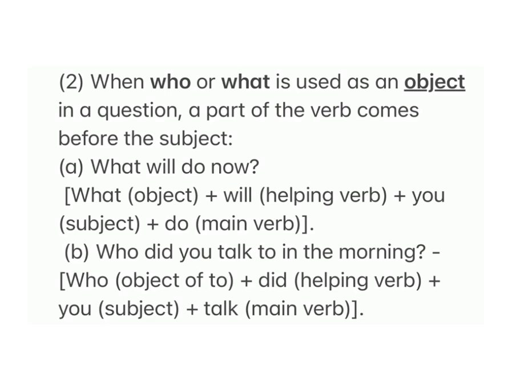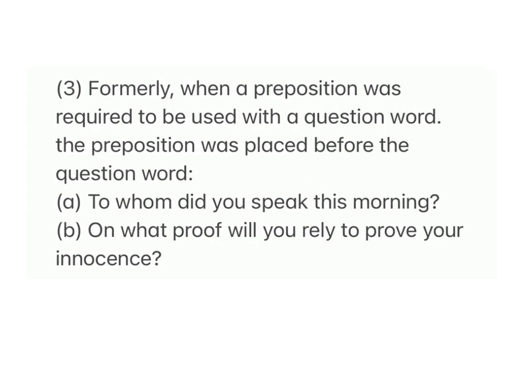2. When who or what is used as an object in a question, a part of the verb comes before the subject. A. What will you do now? What, object, plus will, helping verb, plus you, subject, plus do, main verb. B. Who did you talk to in the morning? Who, object of to, plus did, helping verb, plus you, subject, plus talk, main verb.